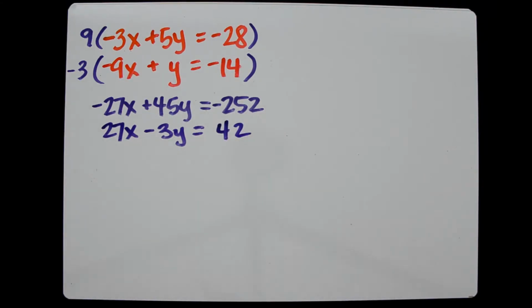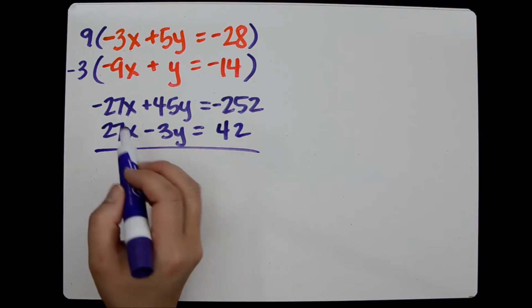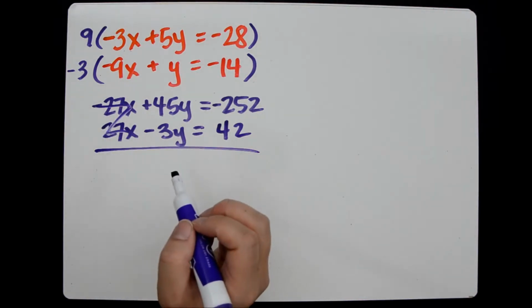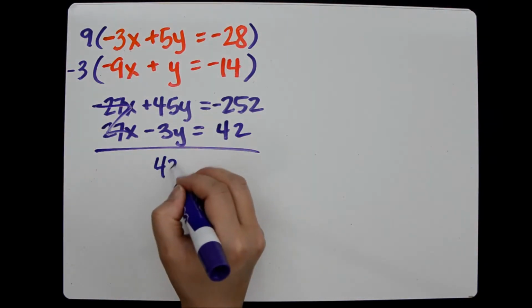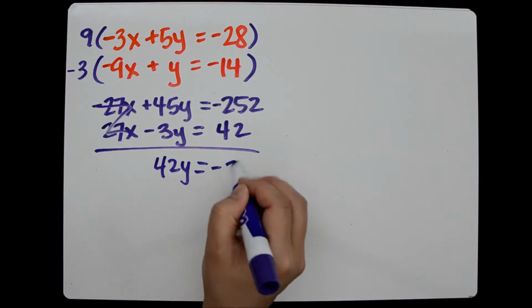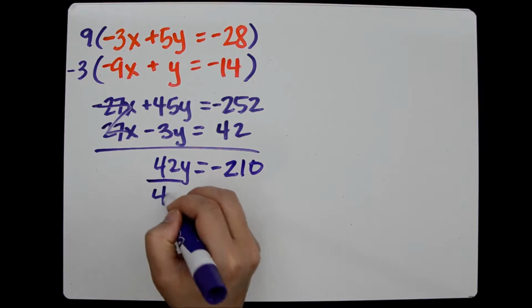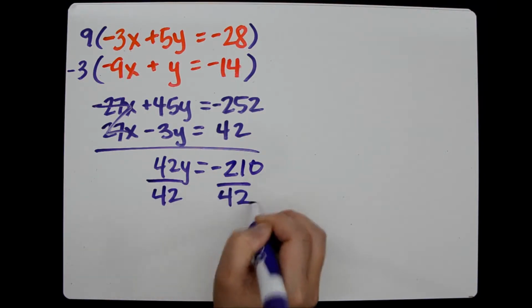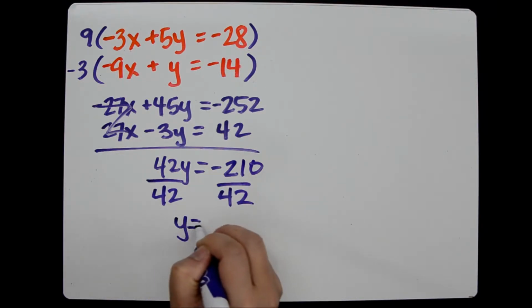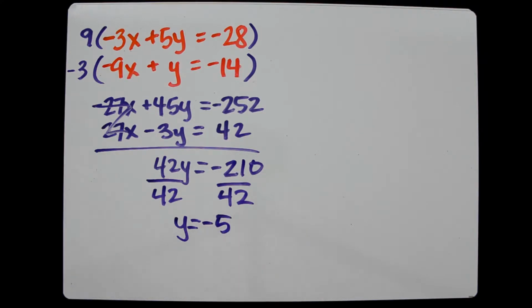So at this point, I can see that one of my variables will eliminate or zero out, so I'm going to combine my two equations. The x's zero out, my y terms, when I combine them, I get 42y, and then here I'll get negative 210. We'll divide both sides by 42, and y is equal to negative 5.